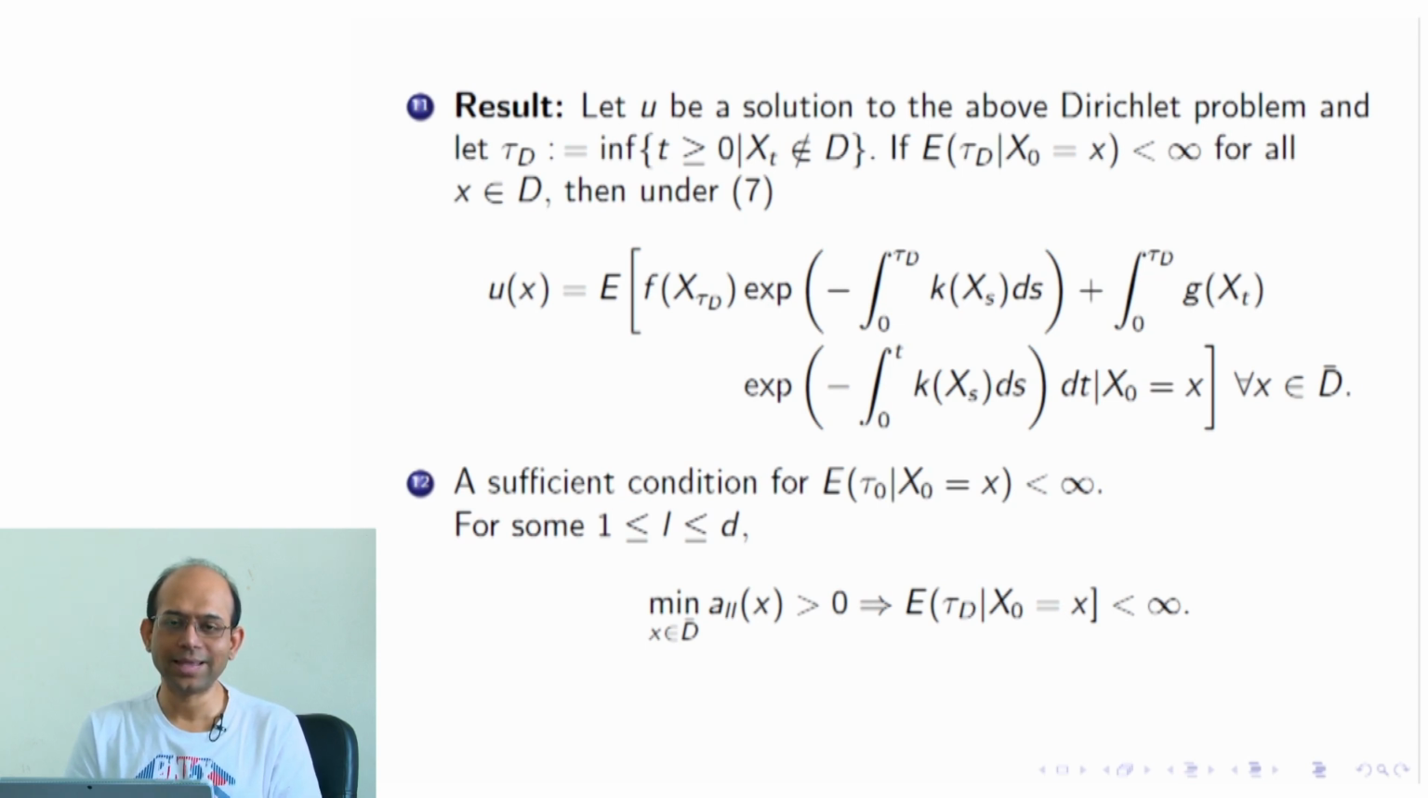So here a_LL(x), and you run over all possible x and take the minimum. If the minimum of a_LL(x) for all x in the D closure set is positive, and this is true for some L in 1 to d, that would imply that the expectation of tau D is finite.